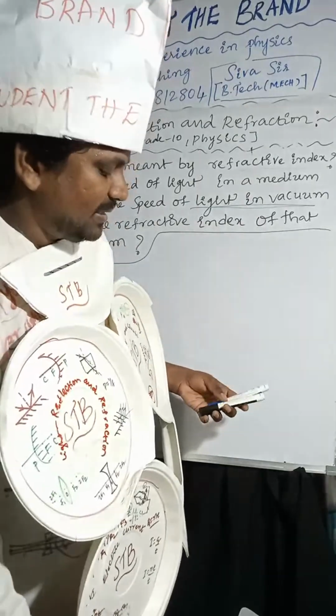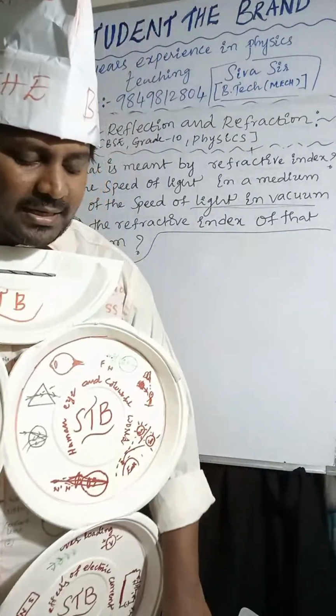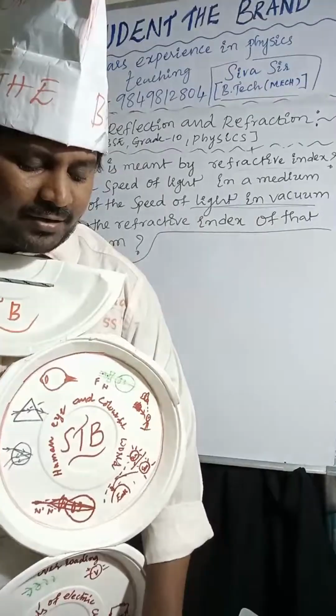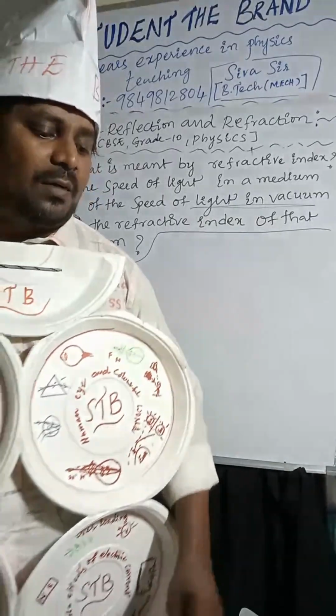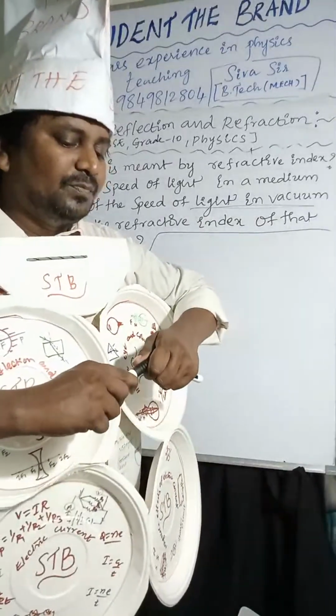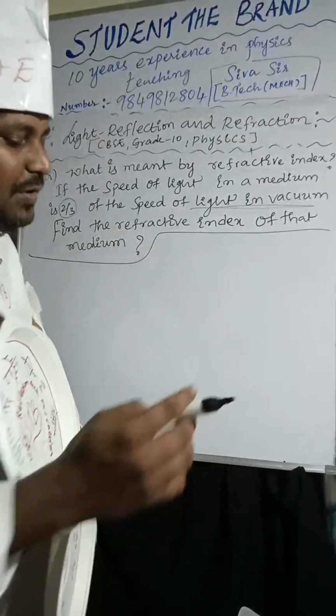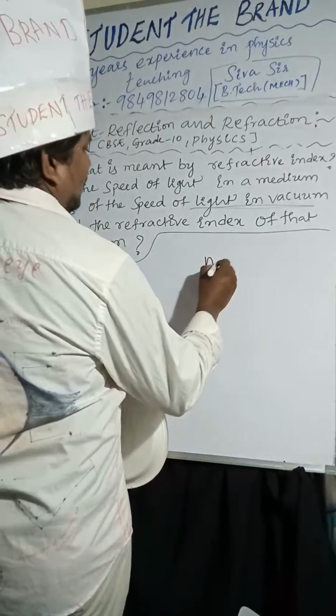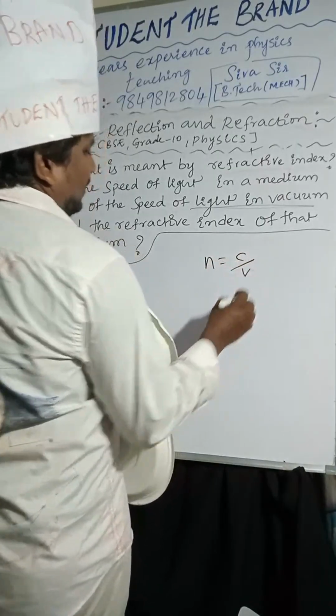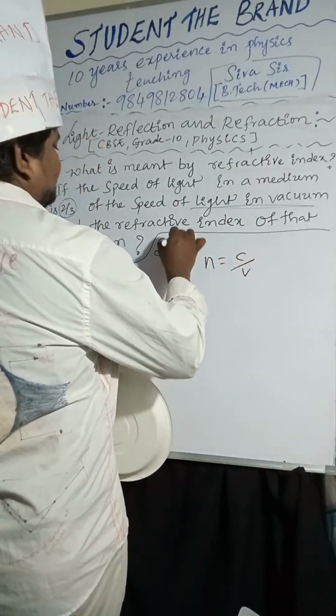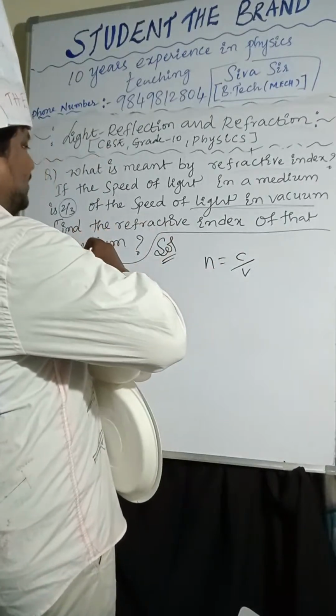So in that case, we have to follow one thing. First write the formula. Okay, first write the formula of refractive index. So n equal to C by V. Solution: n equal to C by V.